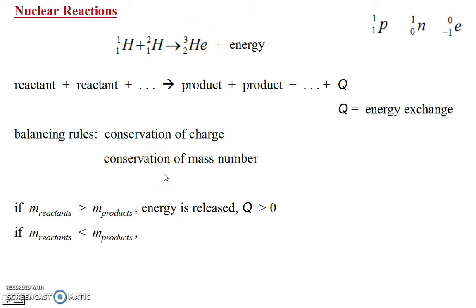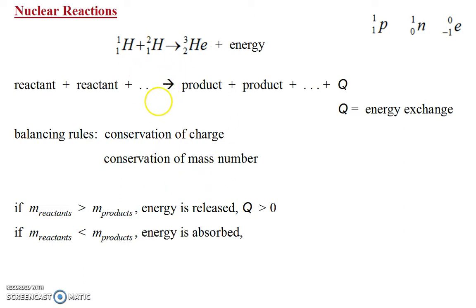The other possibility, of course, is what if it's reversed? What if you start with a certain amount of mass, and then that's less than the mass of the product? So if we start with a certain amount of mass here, we actually end up with more mass on the product side. How could that happen? How could we gain mass? Well, it happens if energy is absorbed into the system.